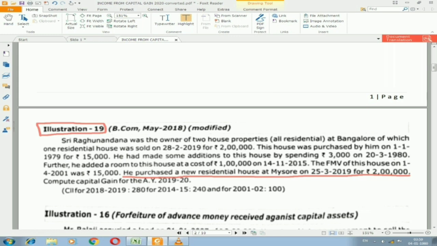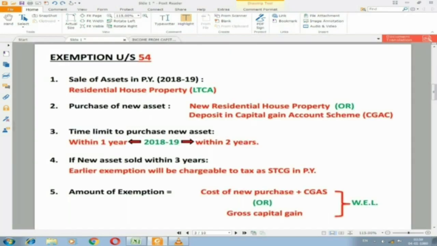Now let us see what the calculation is. For the amount of exemption, we are supposed to take the cost of new purchase plus any capital gain account scheme deposit, and compare it with the gross capital gain. Whichever is the least amount, we are supposed to consider. In the illustration, that particular new purchase house property is not sold within 3 years. They have not given any information for that.